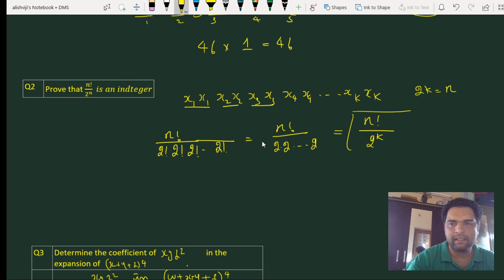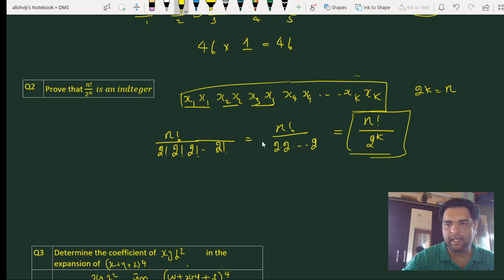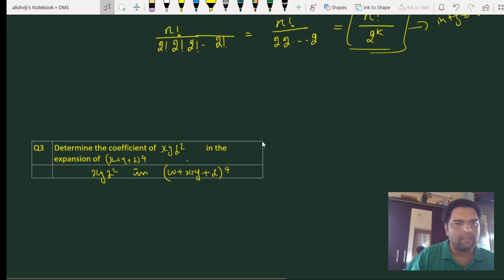And since this is the number of arrangements which we can have using these 2k symbols, that is always an integer. So the number of arrangements cannot be a fraction. So n factorial divided by 2 raised to k is an integer. This is a method of proof. It is based on the techniques of combinatorics. So that is our second question.